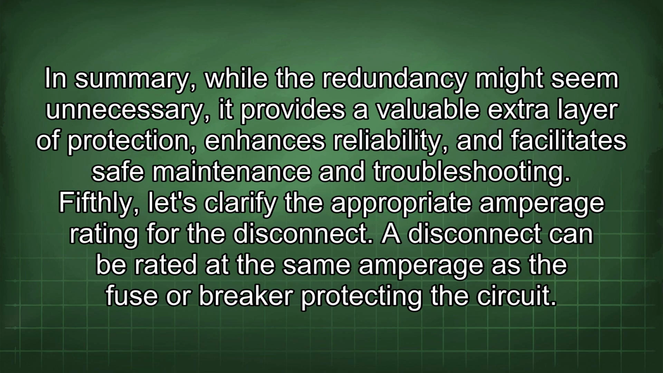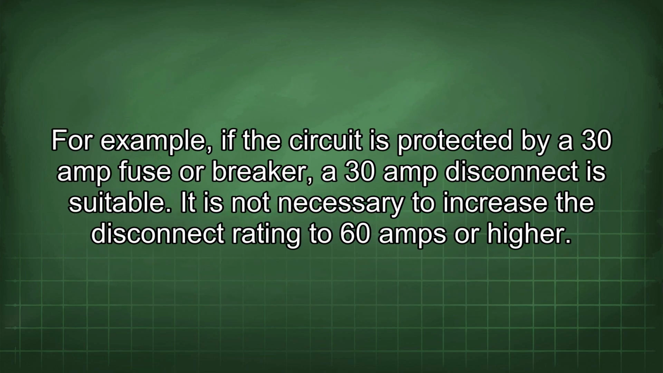safe maintenance and troubleshooting. Fifthly, let's clarify the appropriate amperage rating for the disconnect. A disconnect can be rated at the same amperage as the fuse or breaker protecting the circuit. For example, if the circuit is protected by a 30 amp fuse or breaker, a 30 amp disconnect is suitable. It is not necessary to increase the disconnect rating to 60 amps or higher.